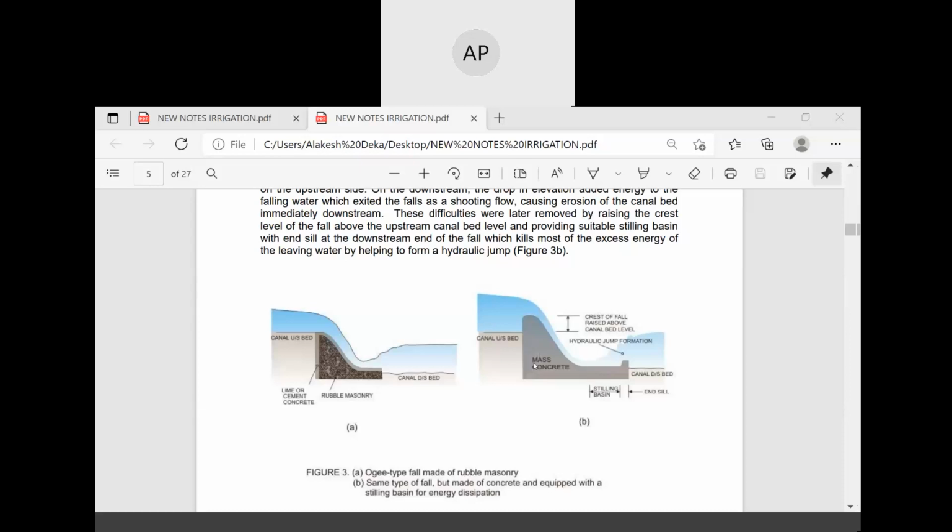As we have discussed, we have different types of falls, isn't it? These are falls made up of lime or rubble masonry, or mass concrete. Figure A is an ogee type fall made up of rubble masonry. Figure B is the same type of fall but made up of concrete and equipped with a stilling basin for energy dissipation. That means here a hydraulic jump is formed.